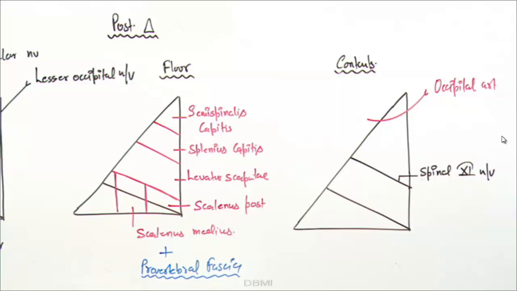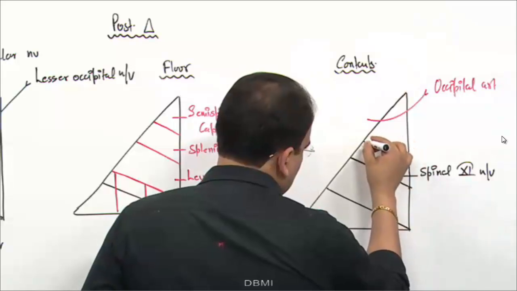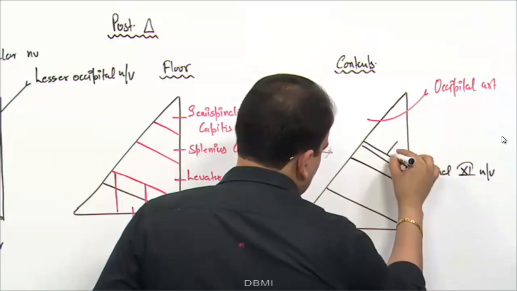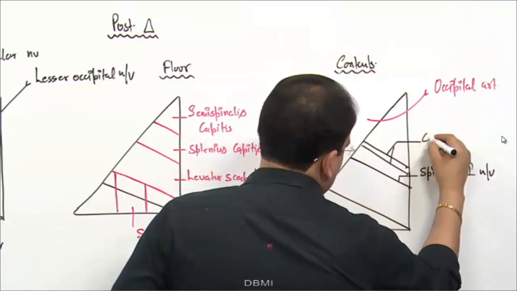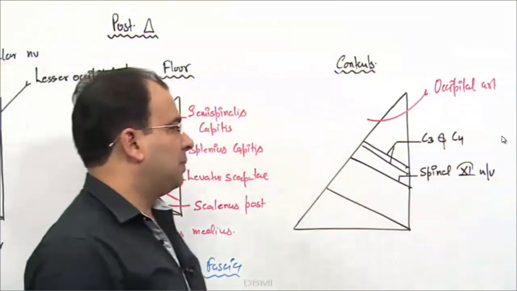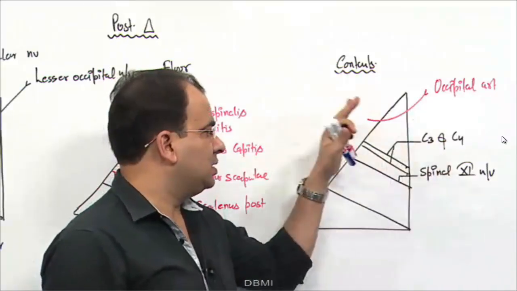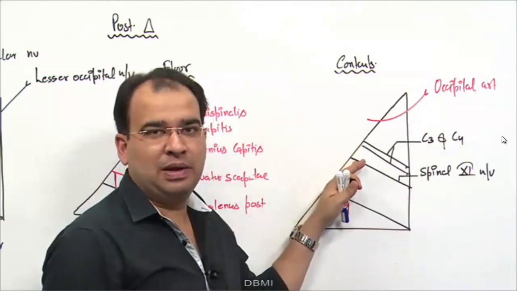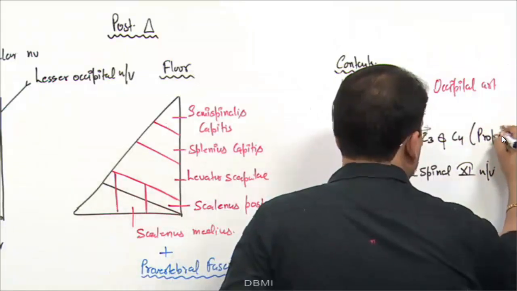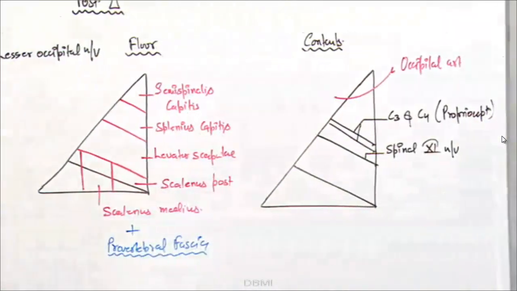And we also have the nerves which are C3 and C4. The C3 and C4 divisions are also supplying the sternocleidomastoid and trapezius. Remember, spinal accessory nerve is the motor branch to the sternocleidomastoid and trapezius, whereas C3 and C4 are proprioceptive branches. They are for proprioception.